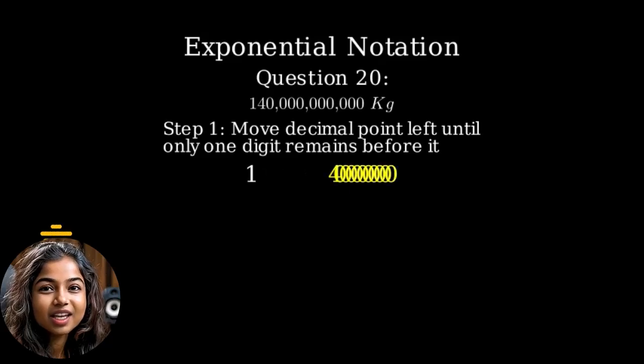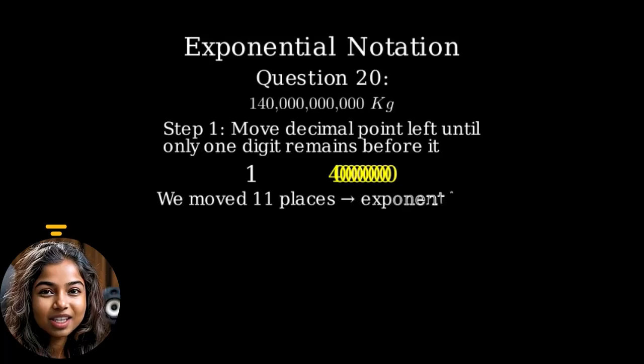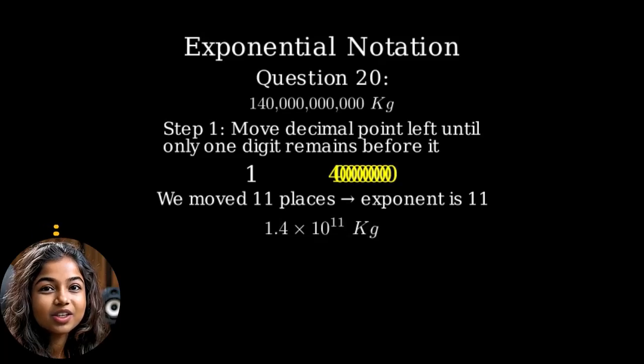Let's count 1, 2, 3, 4, 5, 6, 7, 8, 9, 10, 11 places to the left. Since we moved the decimal point 11 places, our exponent will be positive 11. Now we can write our answer. 1.4 times 10 to the 11th power kilograms.